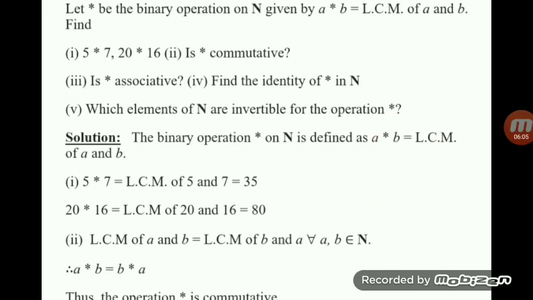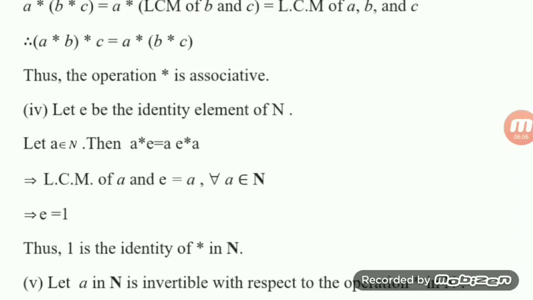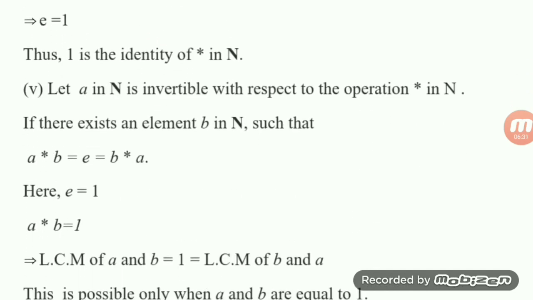Again, now we have to go for the definition of an invertible element. Hope you remember. First, you have to consider an element A, and then you have to see whether the identity element exists or not. Here we have got it, the identity element exists. Then if you can find an element B such that A star B is equal to the identity element, then we call that element B the inverse. So here we have considered an element A in N. Suppose this is the invertible element with respect to the operation star.